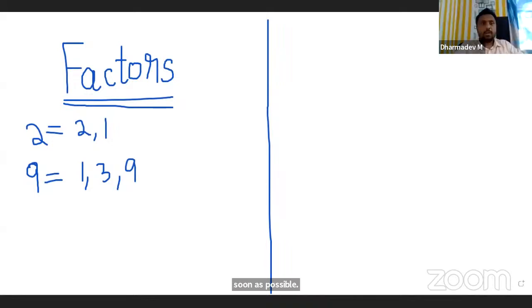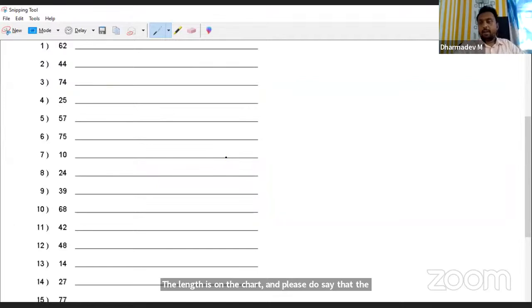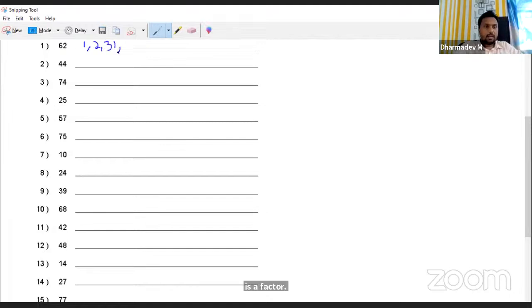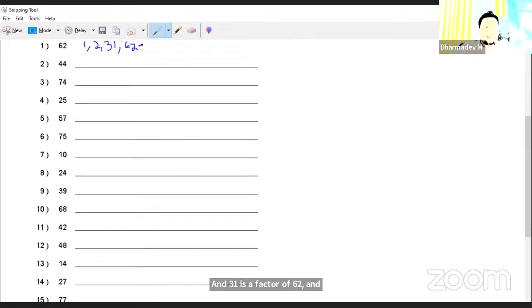The question paper screen is on. Find the factors. I'll show you for one number. Let's take the first question. It's an even number, and 1 is always a factor of the same number, and 2 is a factor, and 31 is a factor of 62, and 62 itself is a factor of that number. So in total there are 4 factors in this number 62. 4 factors.